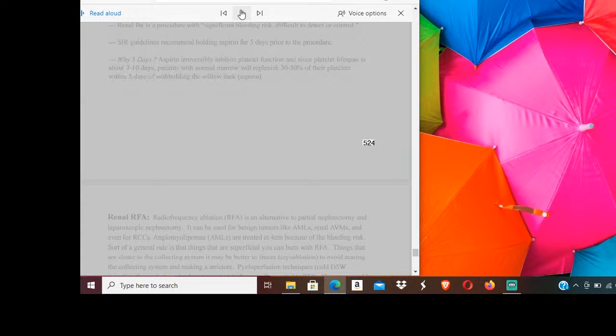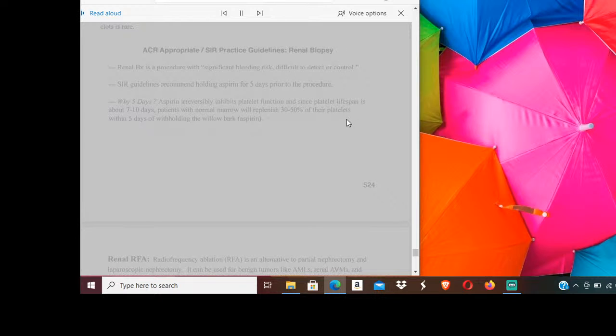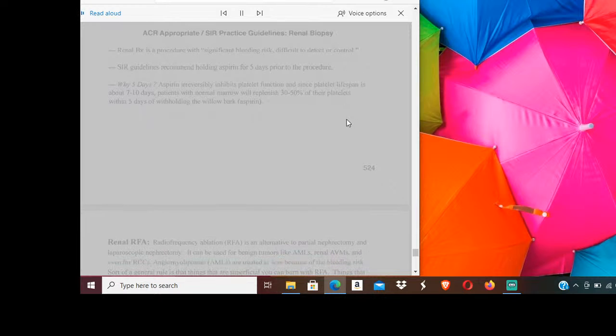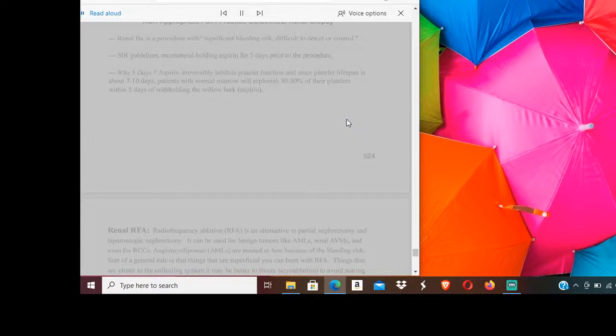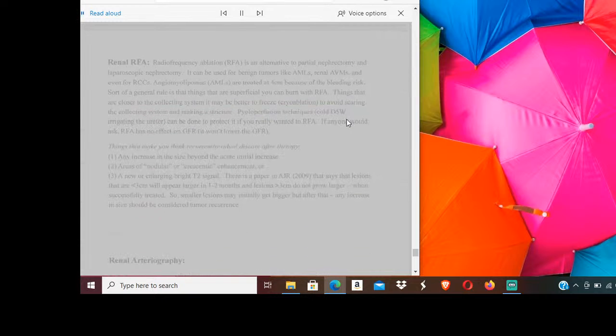524. Renal RFA, radiofrequency ablation. Ablation, RFA, is an alternative to partial nephrectomy and laparoscopic nephrectomy. It can be used for benign tumors like AMLs, renal AVMs, and even for RCCs. Angiomyolipomas are treated at 4 centimeters because of the bleeding risk.